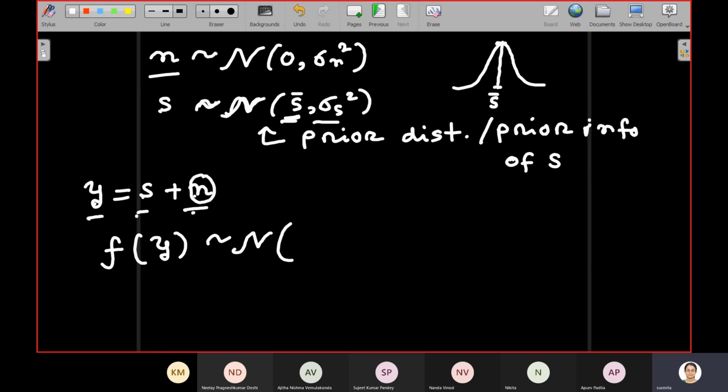So you just note that the mean of Y, when S and N are independent, will be just the addition of the mean of S, so S bar, and the mean of N is 0, so it's basically S bar, and the variance is the sum of sigma S square plus sigma N square. Now we cannot do this addition just like that if S and N are not independent. Only if S and N are independent, we can add them up. Otherwise, we cannot add this way.